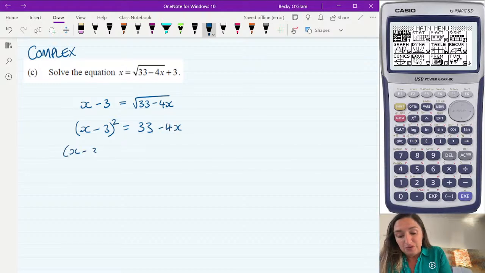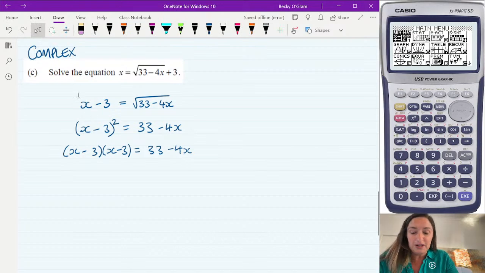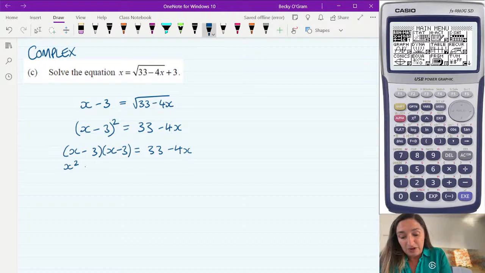And the point of doing this is to make it super clear that when we do that x minus 3 squared, we are multiplying 2 brackets, because that often gets missed. A very common mistake is to turn that x minus 3 squared into x squared plus 9 and miss the middle term that comes out of these quadratics. Okay, so if we expand that bracket properly, we'll get x squared minus 6x plus 9 equals 33 minus 4x.